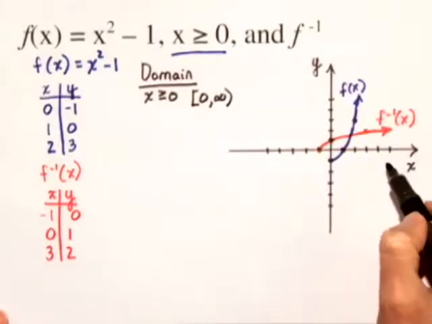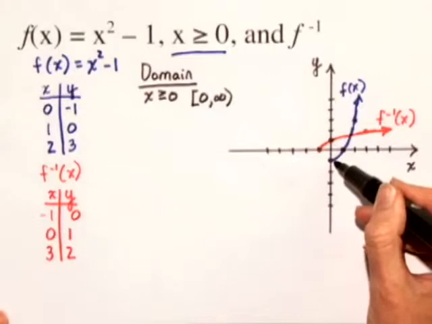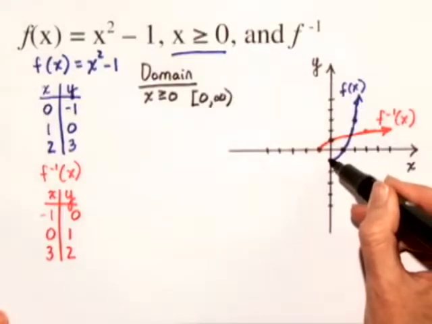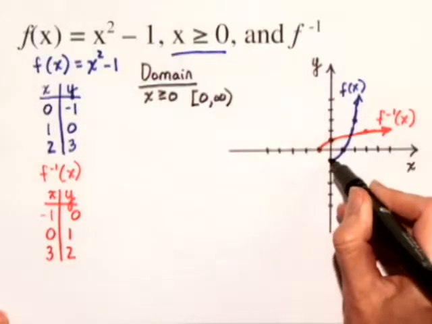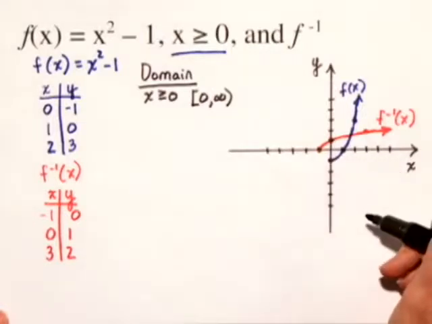Let's look at the graph and see if that makes sense. For this blue curve, the lowest value that I ever see for x is right here on the y-axis. This point right here, 0, negative 1. The x value is 0, and I don't go any further to the left. So the x values do go from 0 to positive infinity.